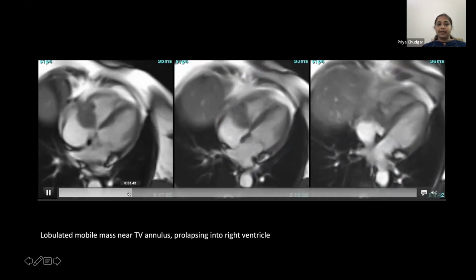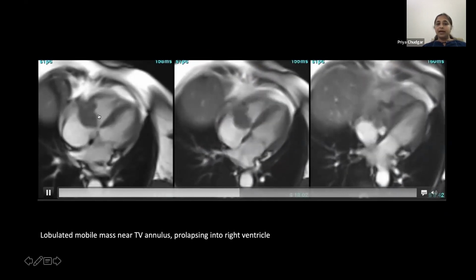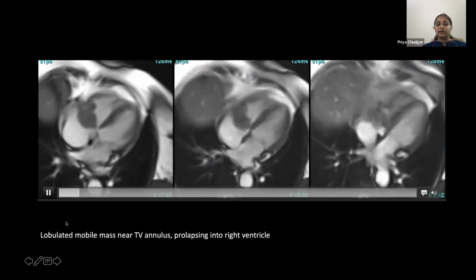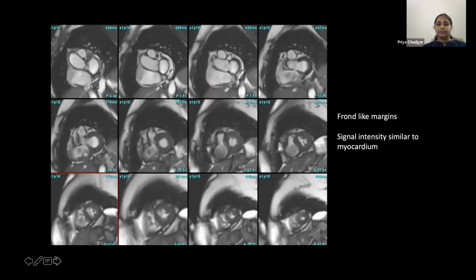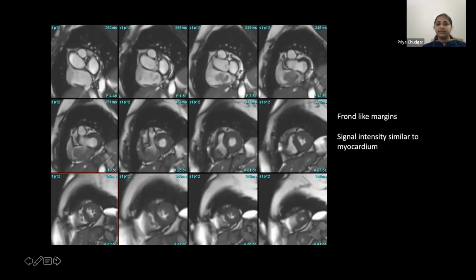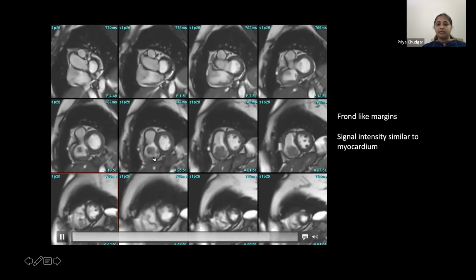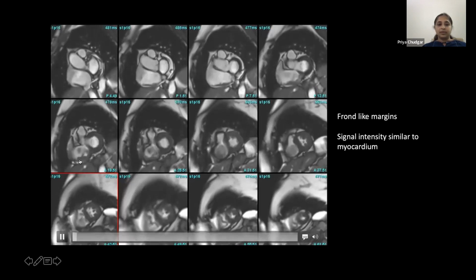As we see on these 4-chamber cine images, there is a lobulated mobile mass near the tricuspid valve annulus. It is moving and prolapsing into the right ventricle. Moreover, you can see there is some thickening of the adjoining myocardial wall as well. On the short axis cine images, you can see that the signal intensity is similar to myocardium. The margins are lobulated, frond-like. There is some infiltration all along the myocardial wall. This wall thickening was something abnormal.